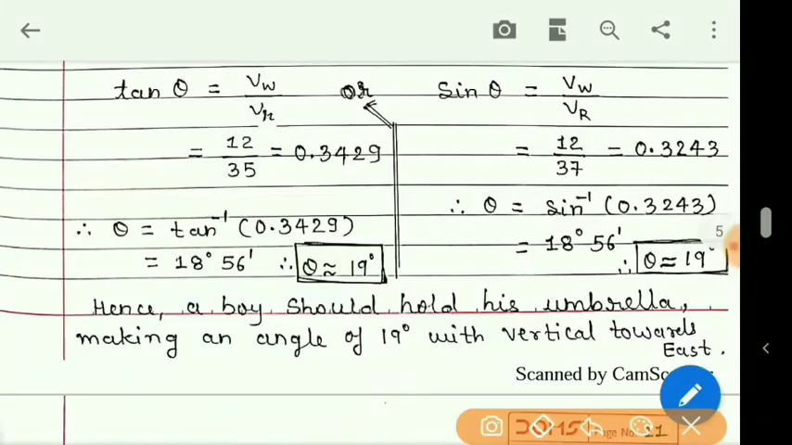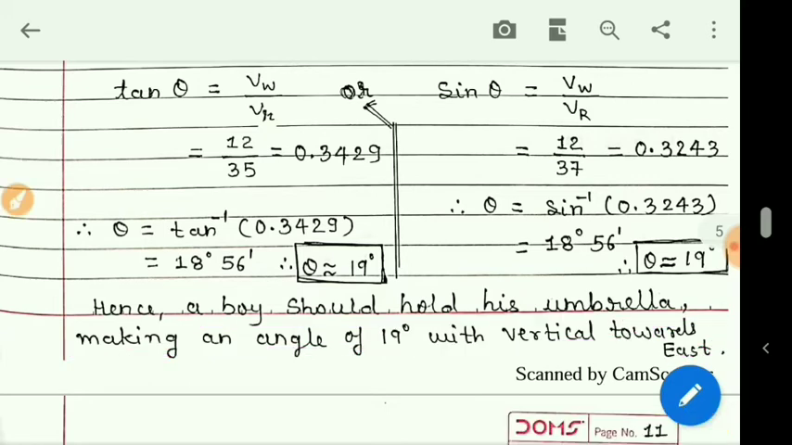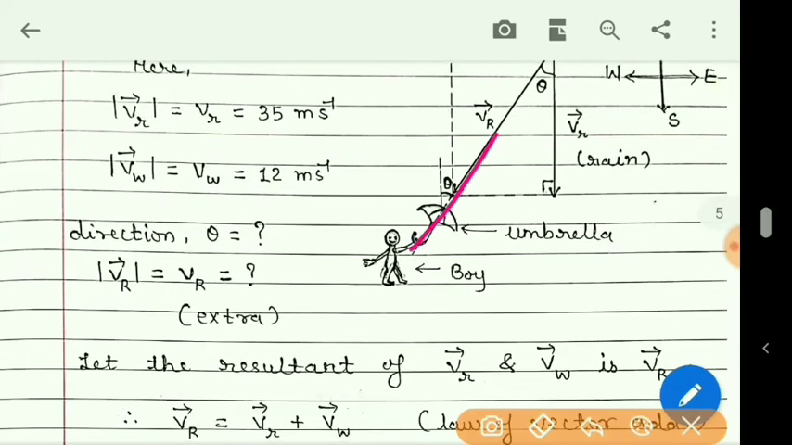Finally, we will write our answer as asked. That is, a boy should hold his umbrella making an angle 19 degree with vertical towards east. So this is to be mentioned, that the direction is towards east, because with vertical this angle can be 19 on this side or even on the other side, but our direction is towards the east direction, so that is to be mentioned.